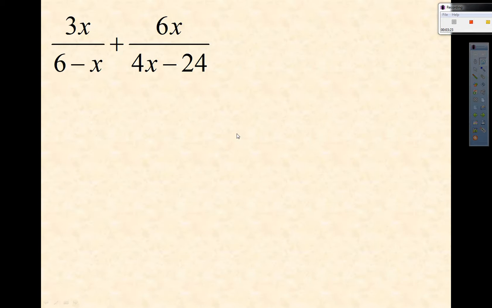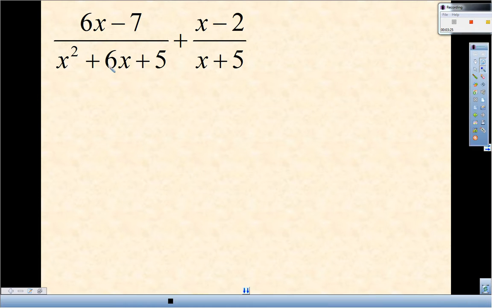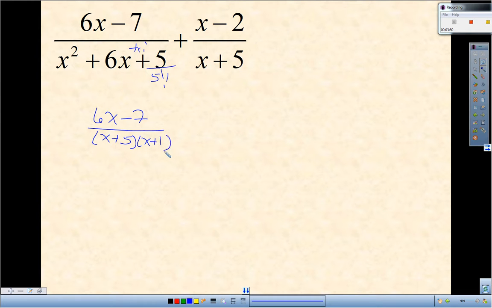Okay, for the last one, notice that I have 6x plus 7 over x squared plus 6x plus 5 plus x minus 2 over x plus 5. Notice that this is a trinomial, and I can factor this. 2 and 3. 2 and 3 doesn't give me 6, so I'm going to have to use 2 other factors. Let's try 5 and 1. Same sign, both of them are positive, so this is going to factor into x plus 5, x plus 1.